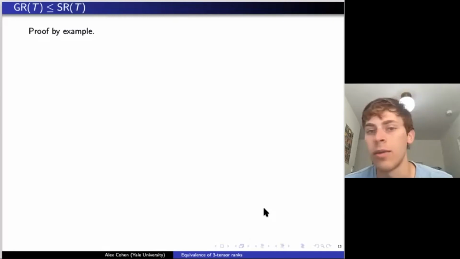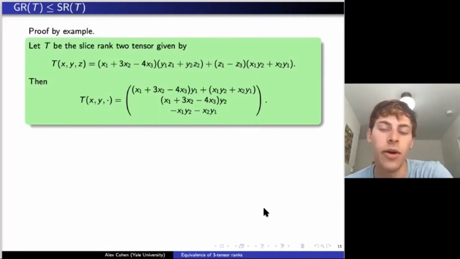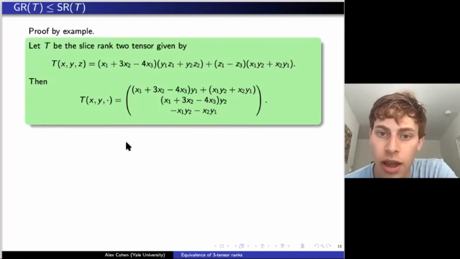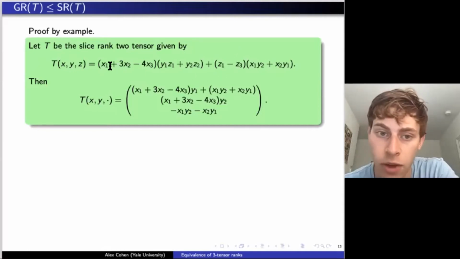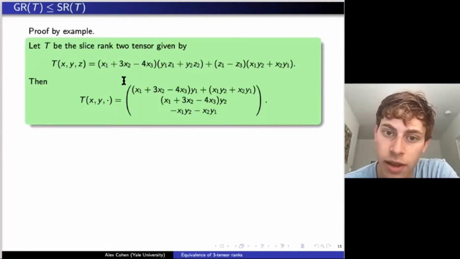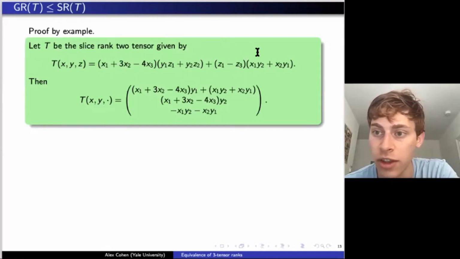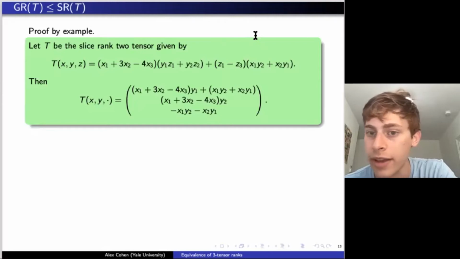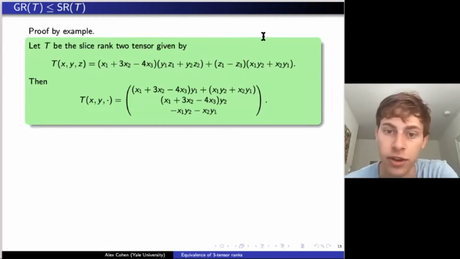Okay. Now we're going to explain why geometric rank is bounded above by slice rank. So I've just written here a tensor T along with a slice rank 2 decomposition. This first piece has a linear form in X, and the second piece has a linear form in Z. These are both slice rank 1 pieces, so T has slice rank at most 2, and actually equal to 2, but at most 2, because we've written the decomposition.